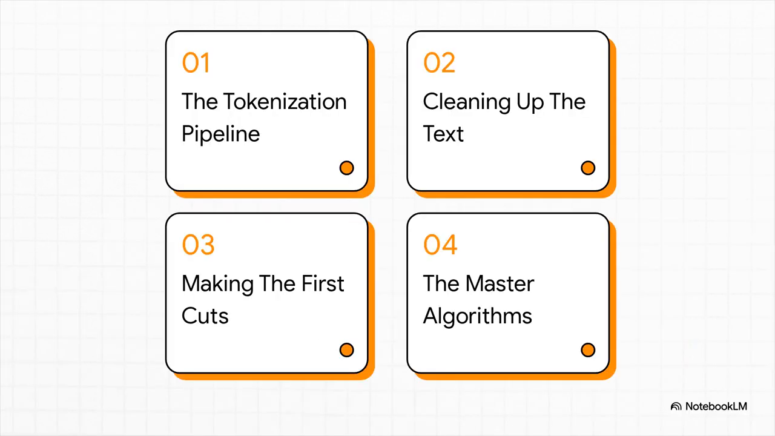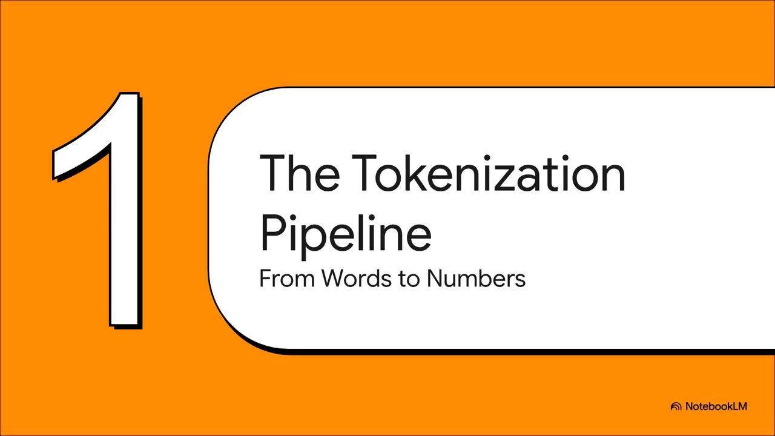All right, so here's the game plan for this explainer. First, we're going to look at the whole tokenization pipeline from a bird's eye view. Then we'll zoom in on how the text gets all cleaned up. After that, we'll see how the very first splits are made. And finally, we'll get to the really cool part, the master algorithms that are the secret sauce behind it all. All right, let's kick things off with the big picture, the tokenization pipeline.